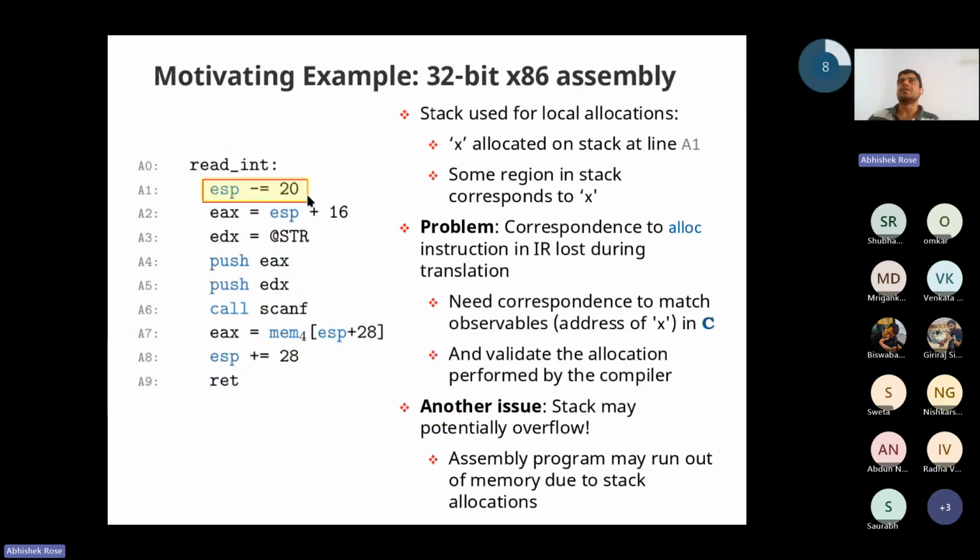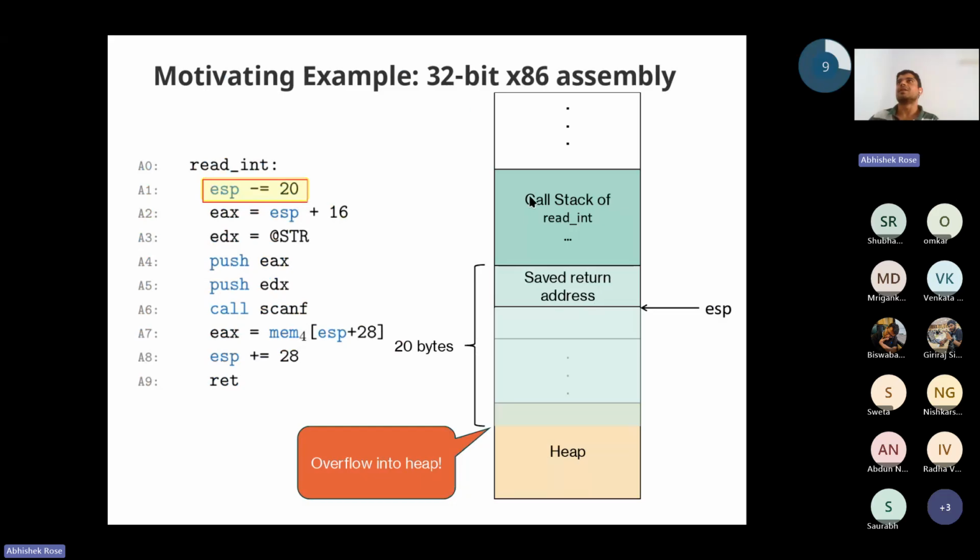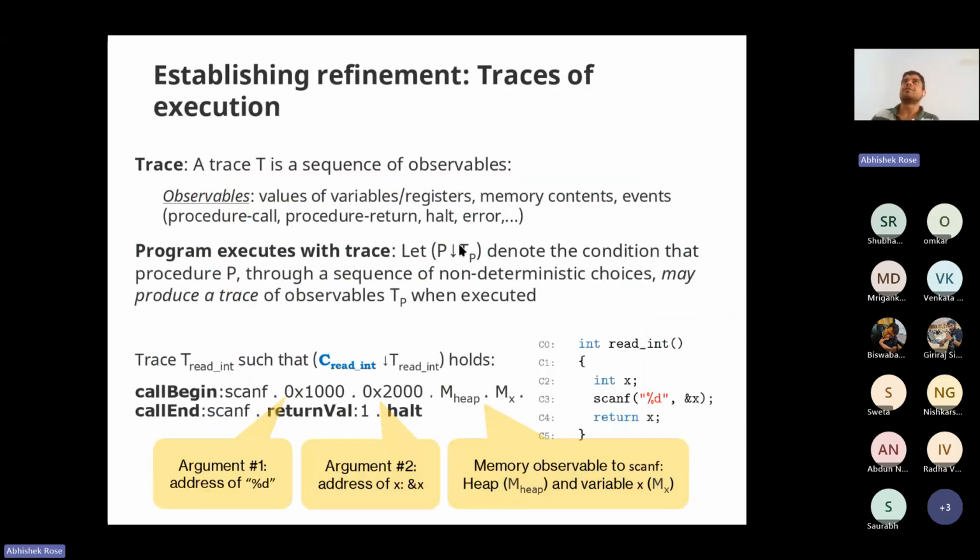Another big issue is that this stack pointer decrement or stack allocation may potentially overflow the assembly stack. For example, consider this case where the 20 bytes allocation actually overflows into the program heap. If this happens, the program is terminated by the operating system, the runtime environment. This is one of the problems that must be dealt with while dealing with assembly. We'll come to it later. First, we'll give a brief overview of how we establish refinement.